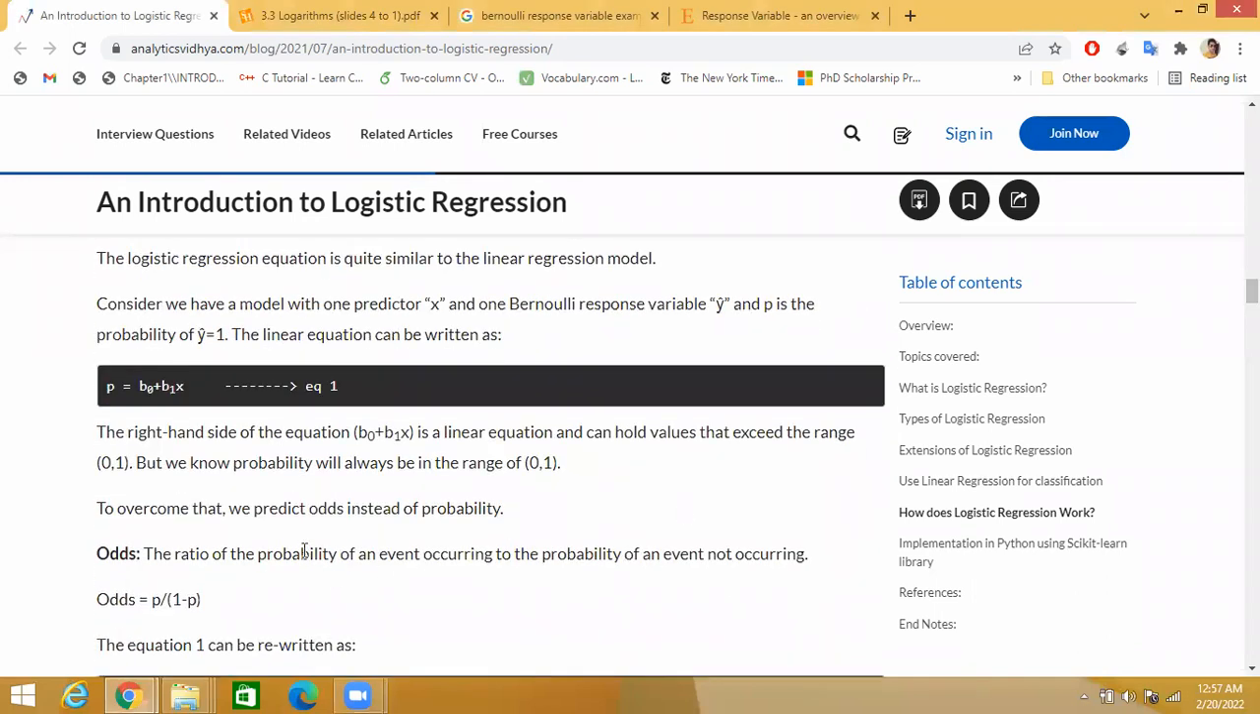The right side of the equation, beta naught plus b1 x, is a linear equation and can hold values that exceed the range 0 to 1. But we know that probability will always lie in the range 0 to 1, as I mentioned in my previous video. To overcome this limitation, we need to take the odds instead of probability.